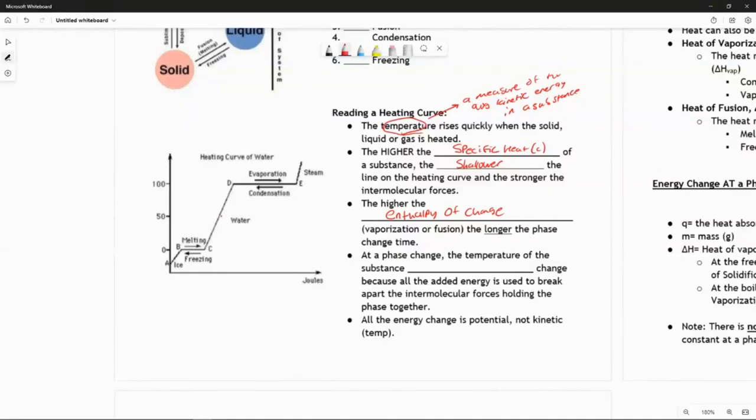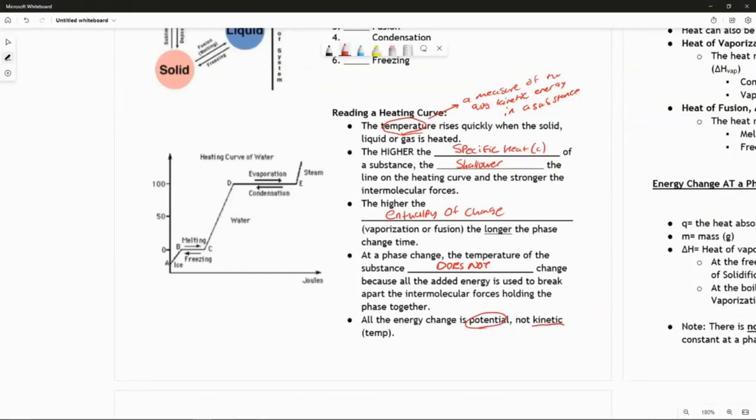At a phase change, the temperature of the substance does not change. Because all the added energy is used to break apart the intermolecular forces holding the phase together. So if you're melting, going from a solid to liquid, it does not change temperature, and instead all the energy is redirected to change the actual molecule from solid to liquid. All the energy change is potential, not kinetic.